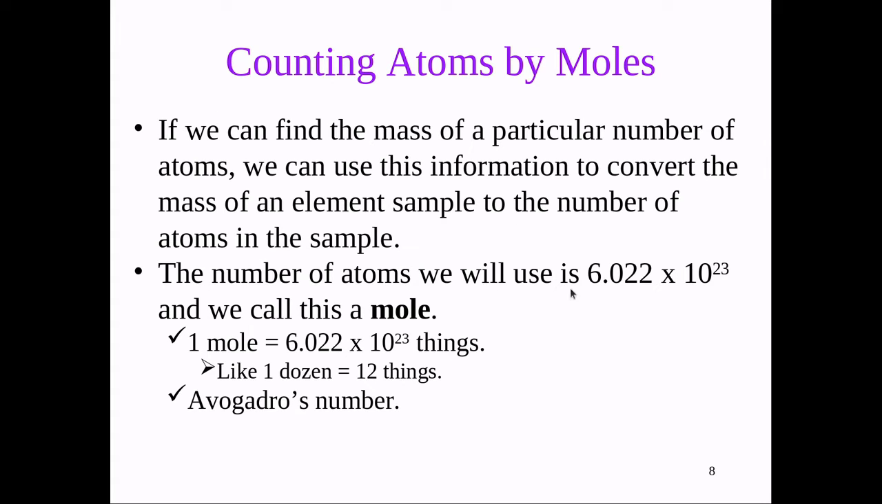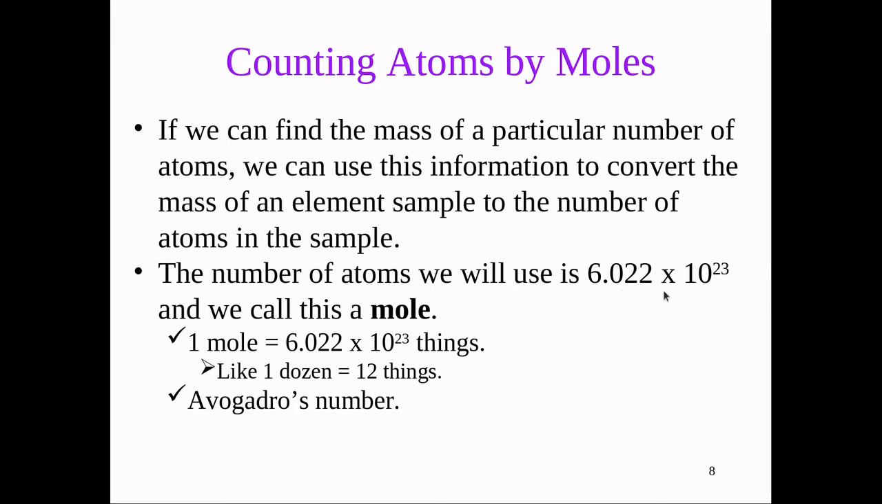The number of atoms we will use is this huge number, 6.022 times 10 to the 23rd, okay? This is called Avogadro's number. And if we have that many things, we call it a mole. That is no different than when we call 12 things a dozen. Now this is a really huge number, but you shouldn't let that surprise you, really.